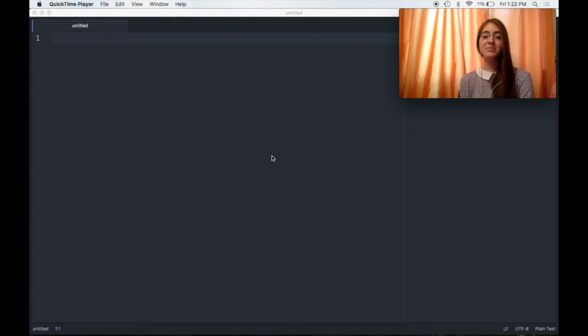Hi everyone, I'm Dalita and today I will show you how to solve the factorial problem with recursion. So at first, let's see what is factorial.